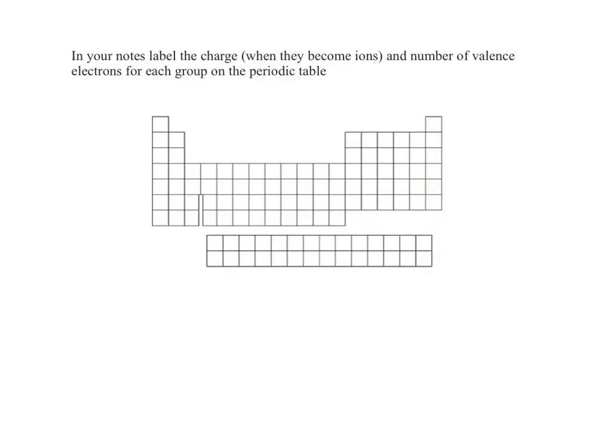So something that's going to help you in the future to get good at this is to go ahead and write your charges above your families. So alkali metals are a +1 charge, alkaline earth is +2, skip over that D block and you have +3, plus or minus 4, -3, -2, -1, 0.